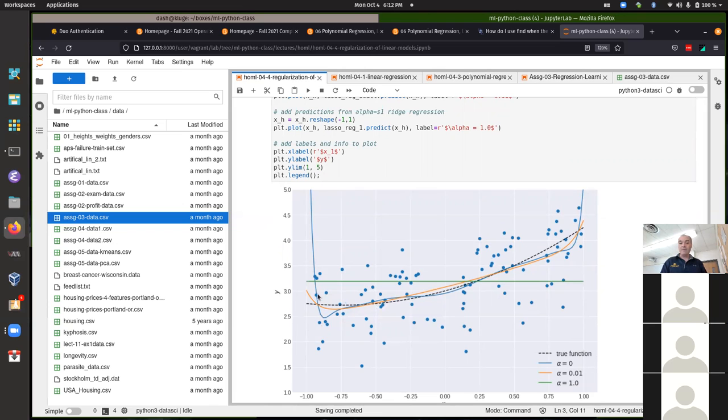Right? And a third thing you'll often have on models like this when you're doing a regression model is some sort of error bars, some sort of information about a confidence interval of where the parameters might range. But I don't think we do that on this assignment.